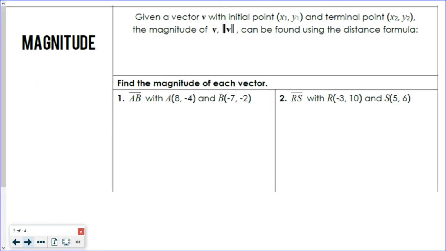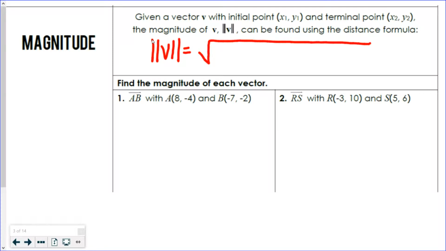All right, so given a vector v with initial point (x1, y1) and terminal point (x2, y2), the magnitude of v, which we denote with these two lines like this, can be found using the distance formula. From geometry, we know the distance formula is x2 minus x1, or the change in x, squared, plus y2 minus y1, or the change in y, squared. Add those together and take the square root.